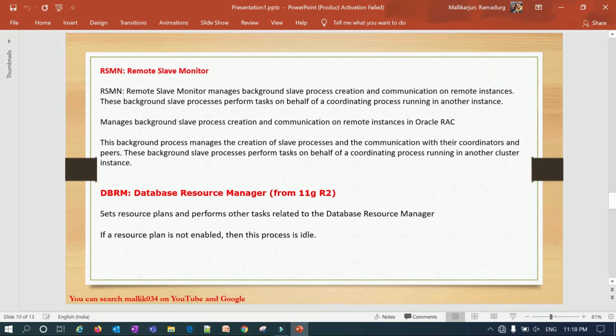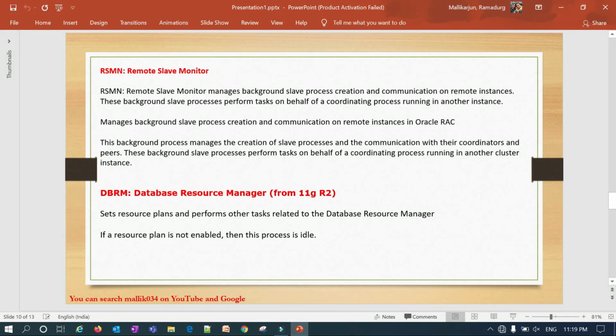This background process manages creation of slave processes and communicates with their coordinator peer. That's the same thing, right? It will keep communicating with a coordinator or master process, and it will keep giving regular updates on the status of that background process, the status of that distributed transaction process.